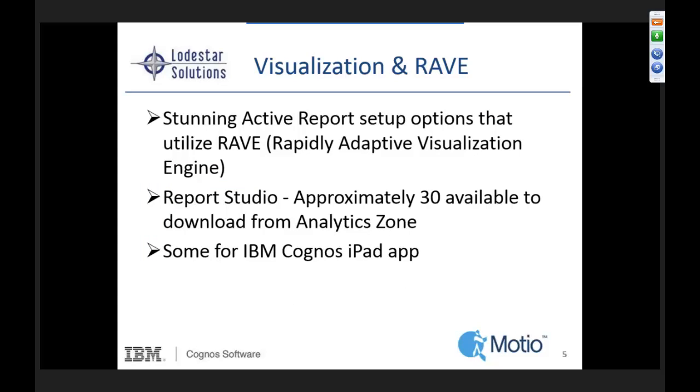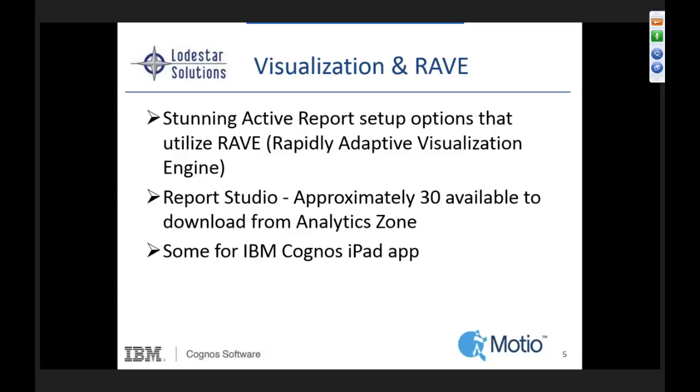So, the visualization and Rave engine. Rave stands for Rapidly Adaptive Visualization Engine. And what this really is is technology that offers some just stunning visual presentations. These are basically interactive, and some are animated. They're available in a big variety of different things that include heat maps, spider maps, clouds, bubble charts, along with normal charts and graphs, like line graphs and bar graphs that you normally would expect.